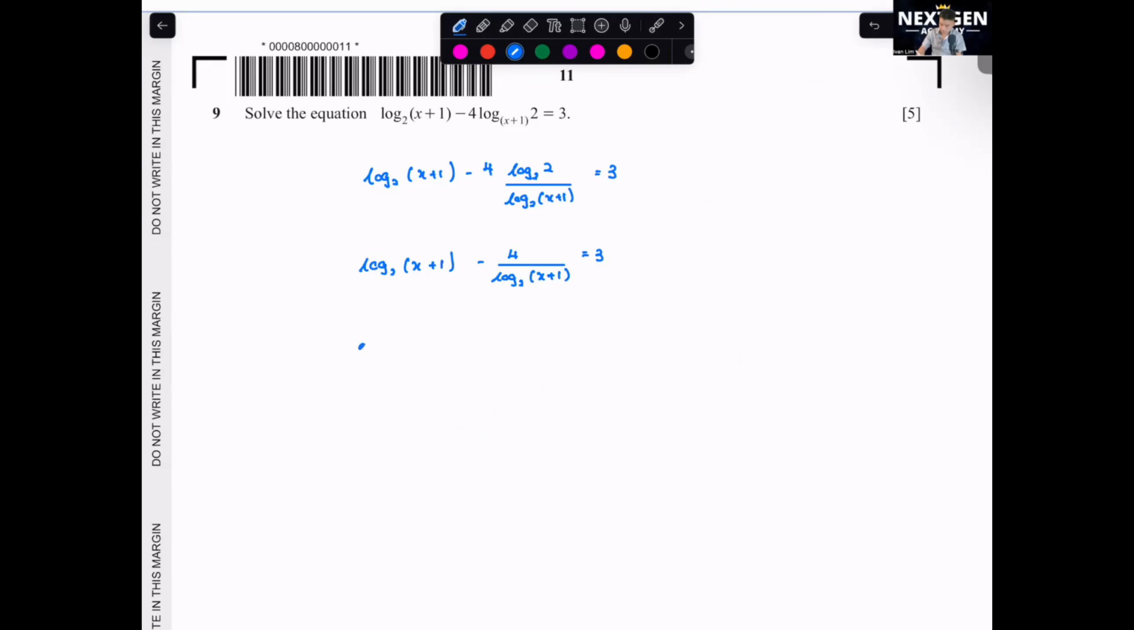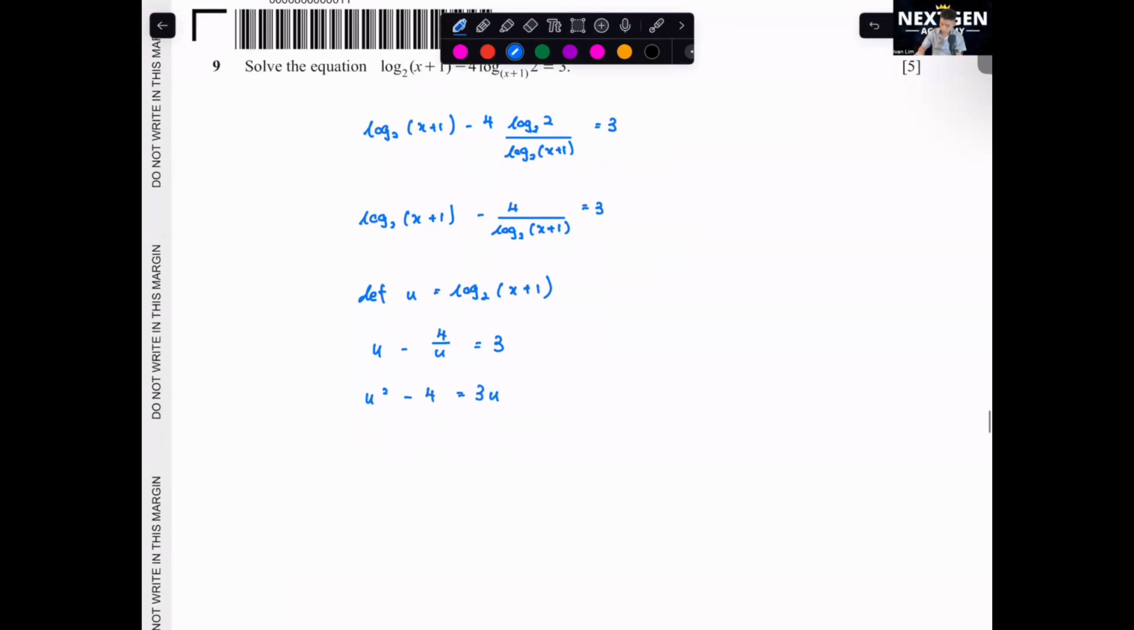Okay, to simplify this, we let u equal log 2x plus 1, so that we can make it a quadratic equation. We have to recognize that log, ln, exponential questions normally will have some sort of quadratic equation like this. So u minus 4 over u equals 3. We multiply the whole thing by u, so this one becomes u squared minus 4 equals 3u. U squared minus 3u minus 4 equals 0.